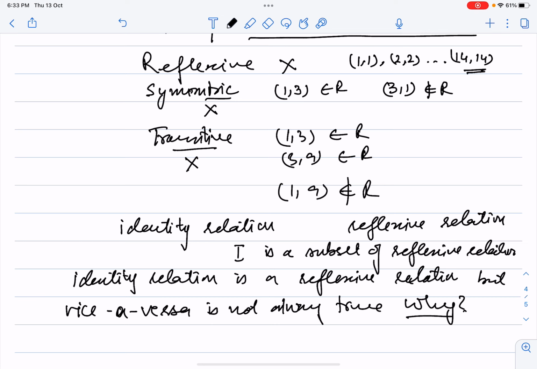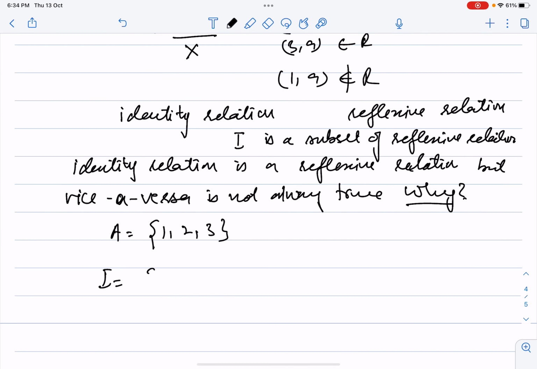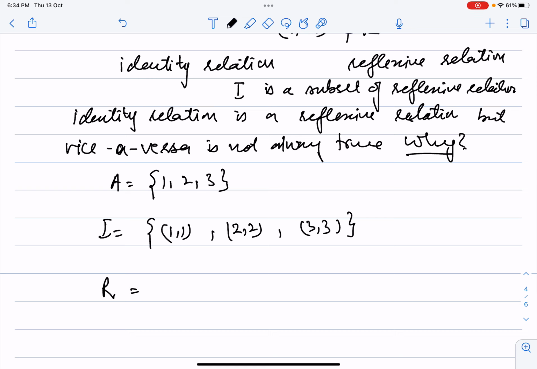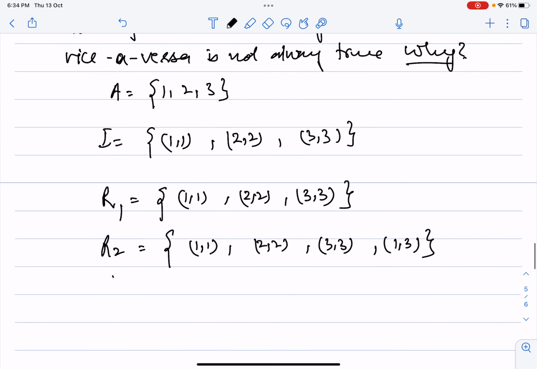Why have I written this? Let's take an example. Suppose A is equal to {1, 2, 3}. We will take a simple example, and the identity relation will be {(1, 1), (2, 2), (3, 3)}. And what about reflexive relation? There can be a number of reflexive relations. One of them is, suppose I put R = {(1, 1), (2, 2), (3, 3)}. So this is one reflexive relation. Another reflexive relation: (1, 1), (2, 2), (3, 3), and then I write (1, 3) or (1, 2). So this is another reflexive relation.